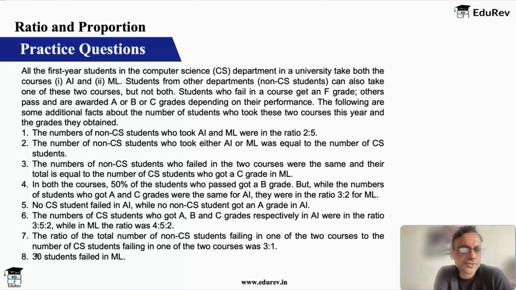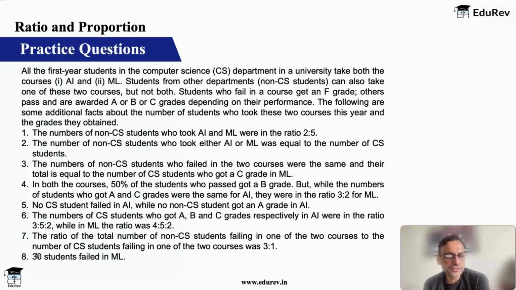So let's see this question. All the first year students in the computer science department in university take both the courses AI and ML. Students from other departments, which is non-CS students, can also take one of these 2 courses but not both. Students who fail in a certain course get an F grade, others pass and are awarded A or B or C depending on their performance.